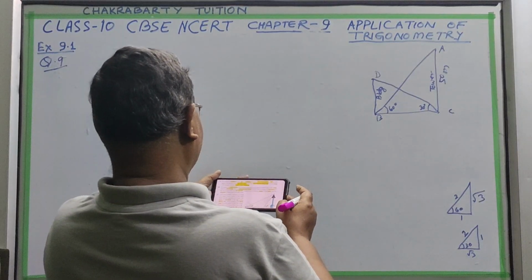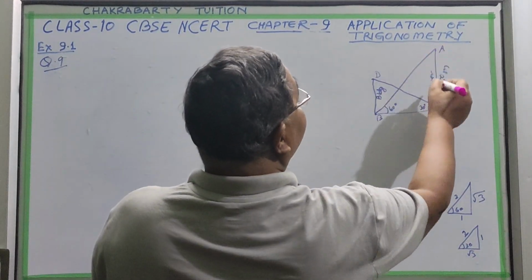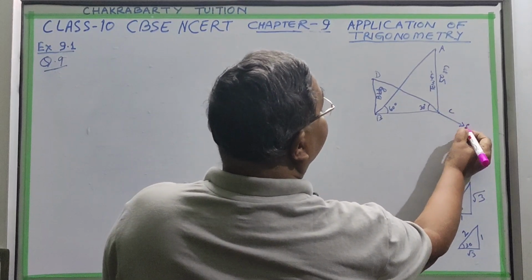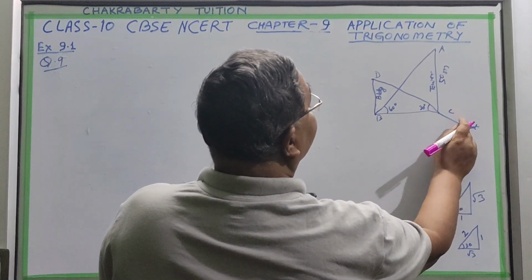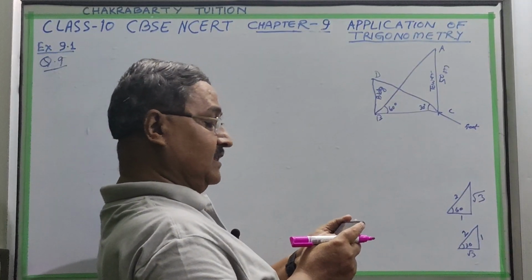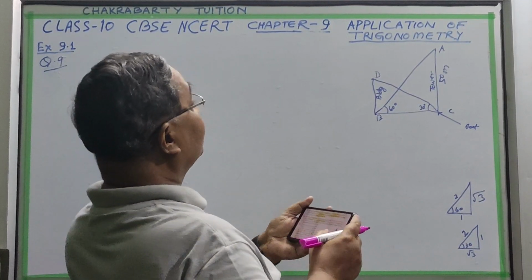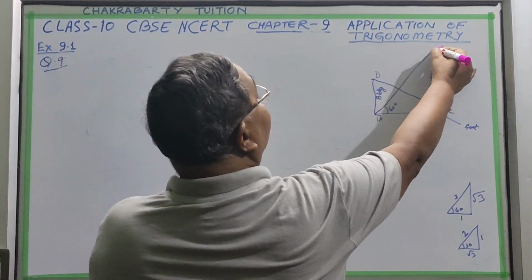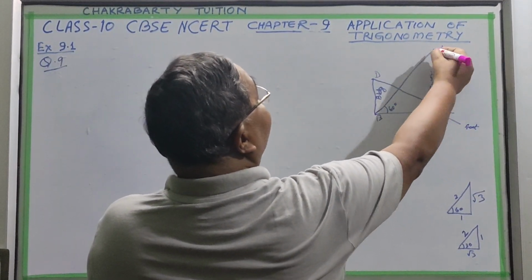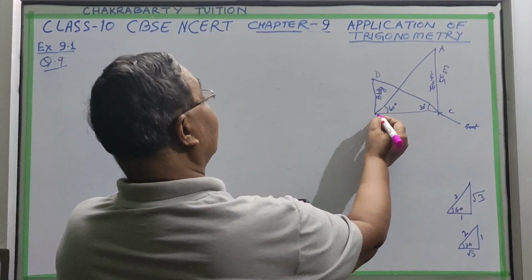Angle of elevation of the top of the building from the foot of the tower. This is the tower and it is its foot. From the foot of the tower it is 30 degrees, and the angle of elevation of the top of the tower, this is the tower, so top of the tower to the foot of the building.